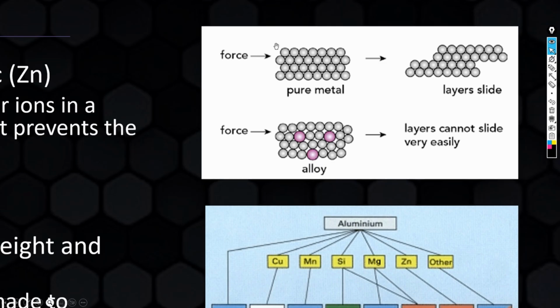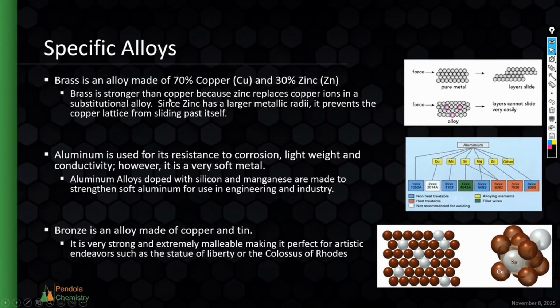Normally, because pure copper is all copper ions, the layers can easily slide past each other. But with brass, when we replace some of those copper ions with zinc, which is slightly larger, it causes the copper layers to not be able to slide past each other because they're not so uniformly made anymore. That zinc being in there makes the whole structure stronger because the layers can no longer slide past each other, giving brass that strength that copper is lacking.